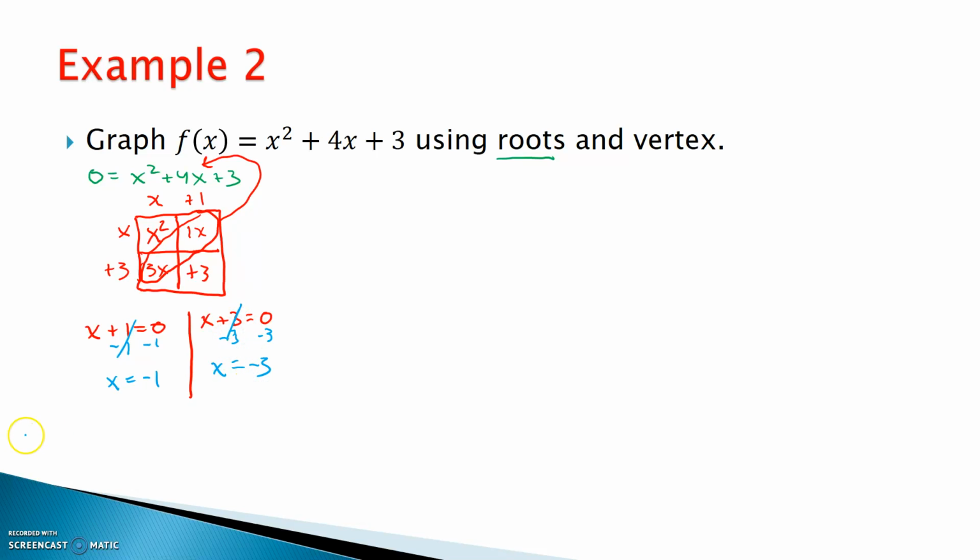And of course, again, these are our x-intercepts. So how should I write it? That's going to be negative 1, comma 0. And the other one will be negative 3, comma 0.